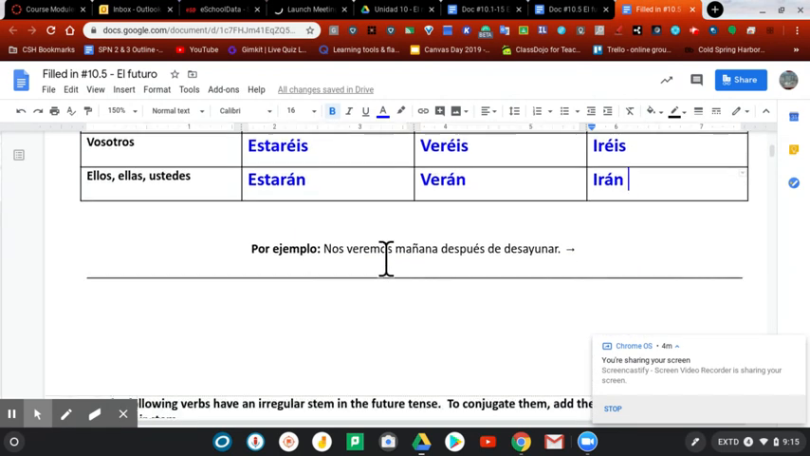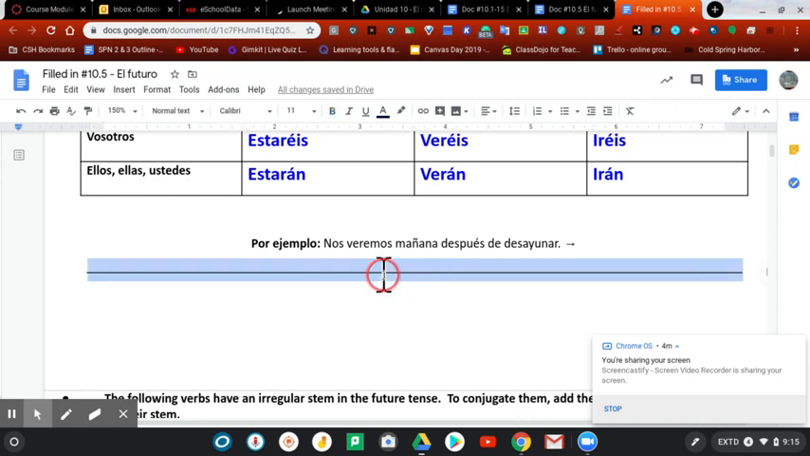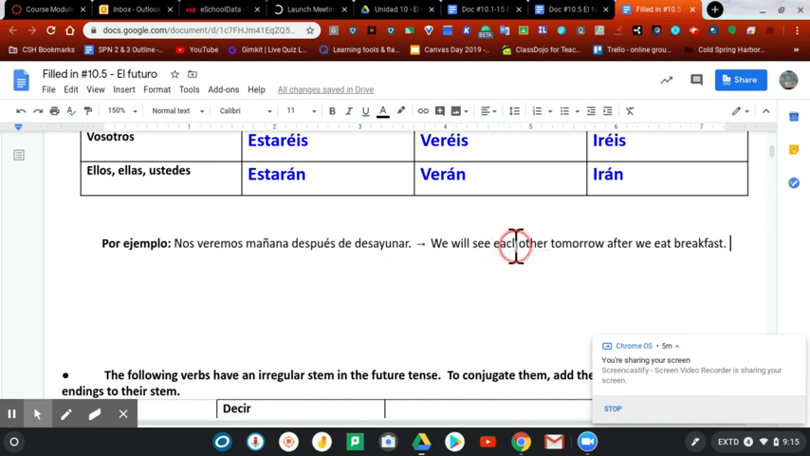If you look at this example below, nos veremos mañana después de desayunar, which is saying we will see each other tomorrow after we eat breakfast. This is coming from the verb verse, which is a reciprocal verb. So we will see each other tomorrow after we eat breakfast. Really, really straightforward.